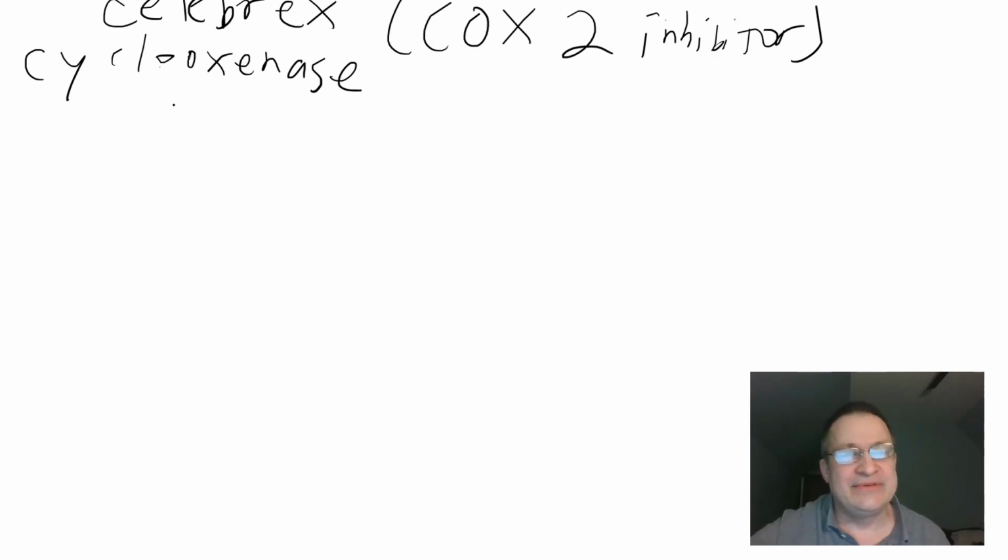Cyclooxygenase is an enzyme. So enzymes end in ase, and why it's important is because without enzymes, basically your body processes would occur too slow. This basically speeds up a reaction. Without enzymes, most biological processes couldn't happen. So we need enzymes. And this specific enzyme is used to make what's called prostaglandins.